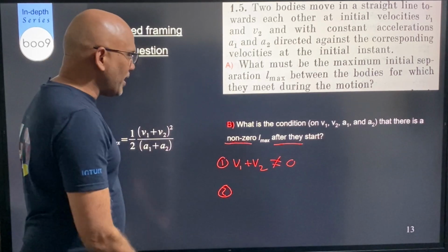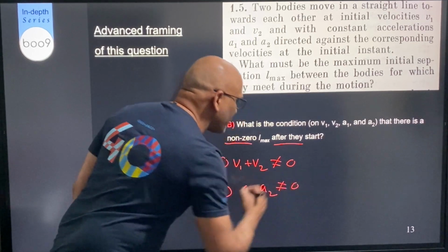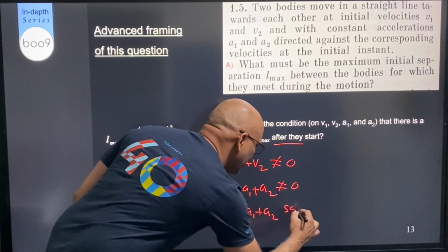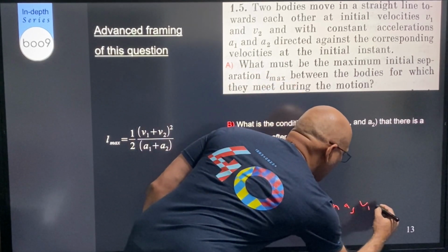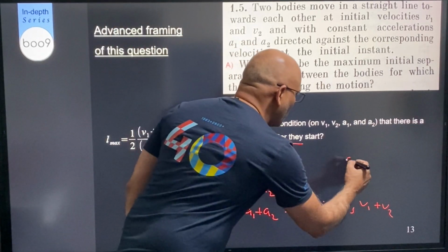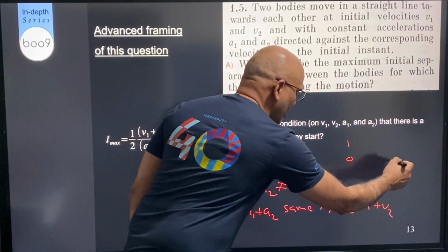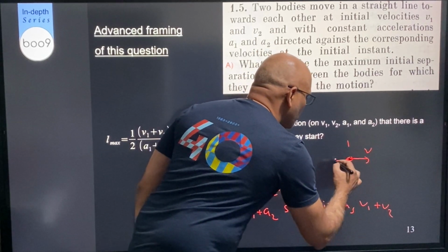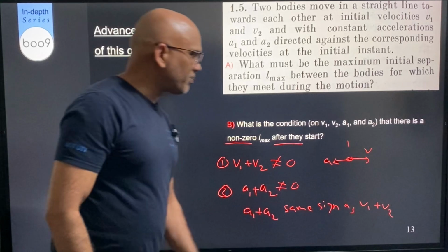So this condition is going to be, first, that A1 plus A2 cannot be 0. And the second condition is A1 plus A2 has the same sign as V1 plus V2. Now, this is because of our sign convention, right? So if I take the motion of the first particle, so I'm looking from the frame of reference of 2. So this is going to be V, this is going to be A.